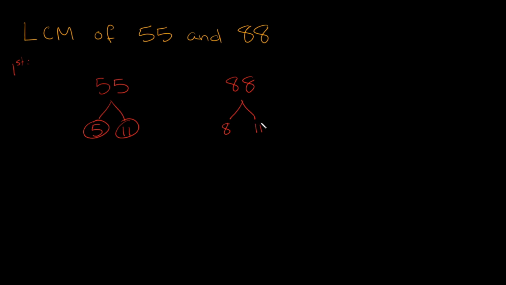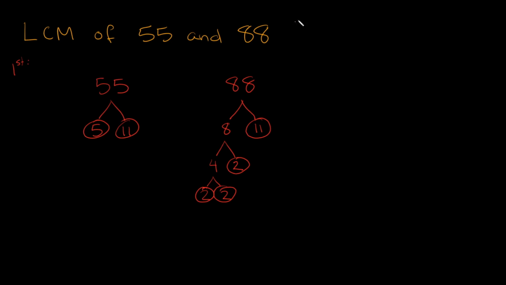Do I have any prime numbers? Yes, 11. 8 is composite, so I can still break it down. I'll break it down into 4 and 2, and 2 is a prime number. Can I break this down again? Yes, 4 can break down into 2 and 2, 2 times 2. Then both of these are prime. There's nothing left to break down, so we found all our prime factors.